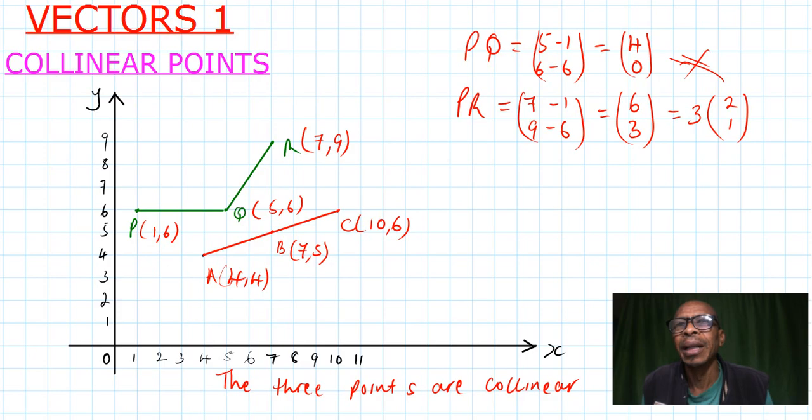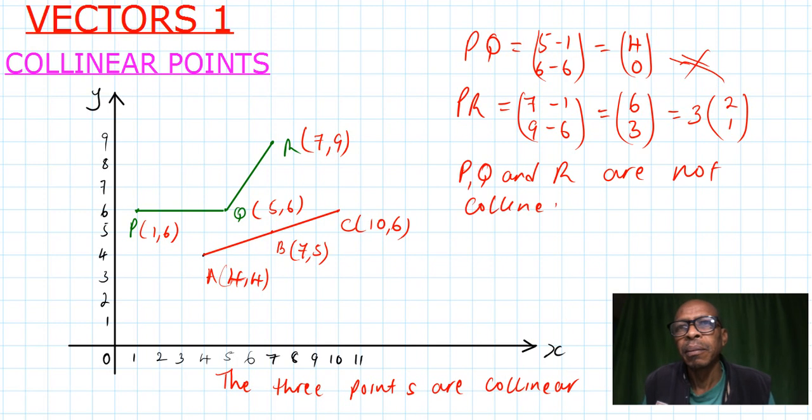So we cannot express PQ in terms of PR. So we say P, Q, and R are not collinear. Hope you get that. P, Q, and R are not collinear because we cannot express PQ as a scalar multiple of PR.